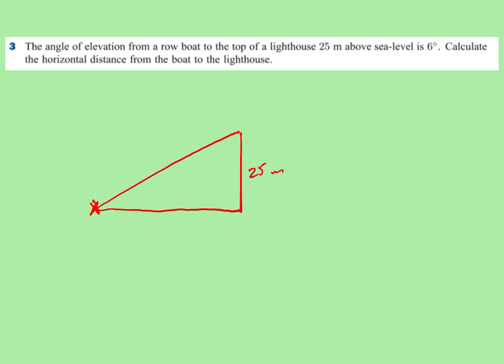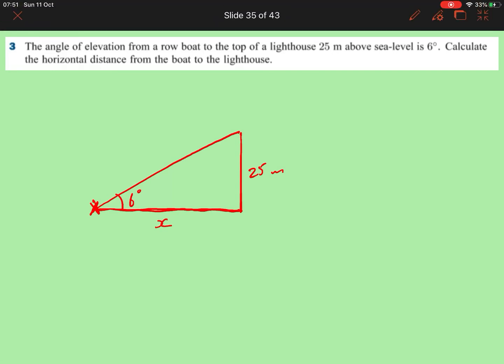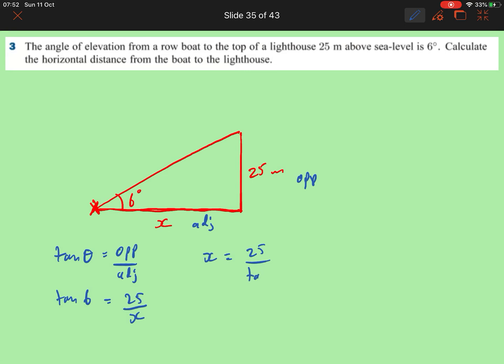The angle of elevation from the rowboat to the top of the lighthouse is 6 degrees. We want to know the horizontal distance from the rowboat to the lighthouse. So that's x. Okay, so let's label some sides. This is the opposite. This is the adjacent. So it's a tan again. Tan of my angle equals my opposite over my adjacent. So tan of 6 degrees is equal to 25 over x. Again, if you're not sure how I do this next step, x is equal to 25 over tan of 6.